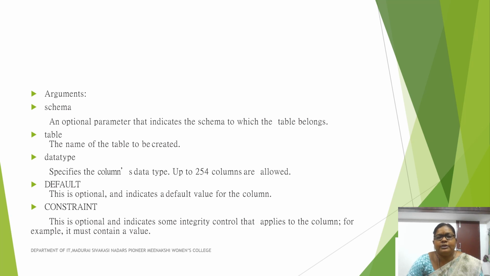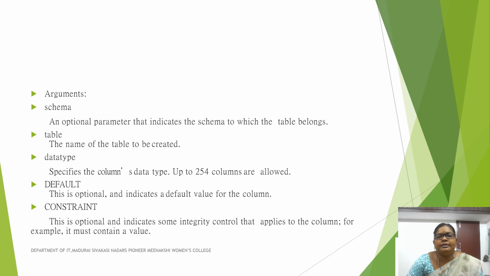And the data type. So you can specify the column name and the data type. Up to 254 columns you can create for a single table. So this is about the create table command. Not more than 254 columns. It's a huge count, but we can avail 254 columns within a single table.